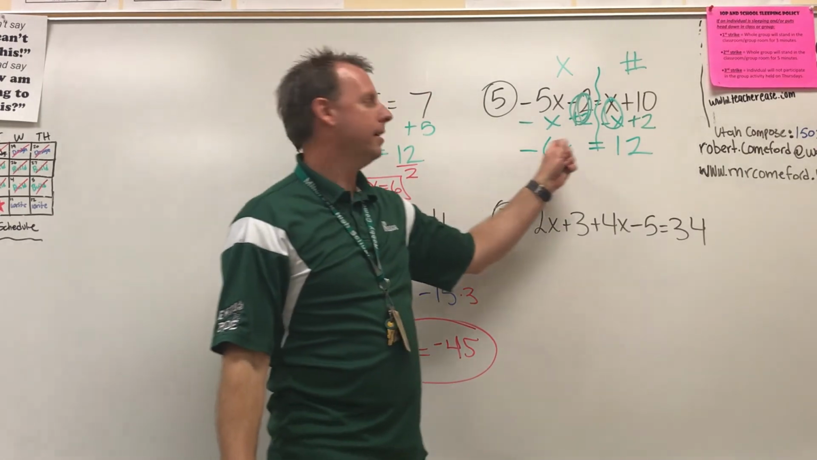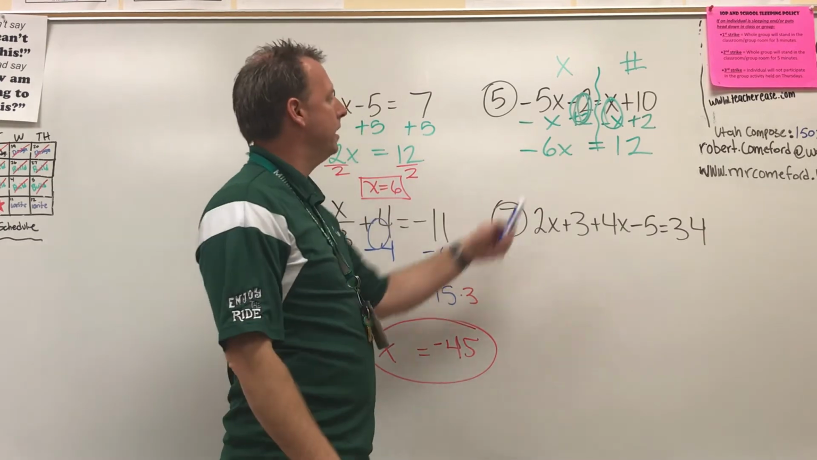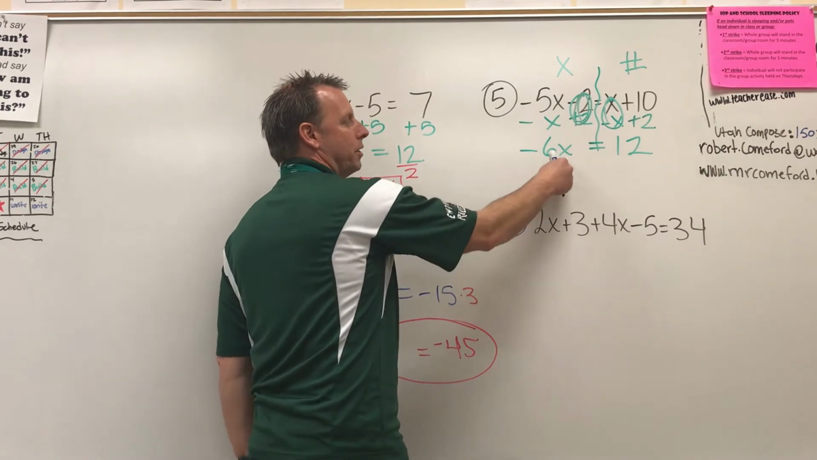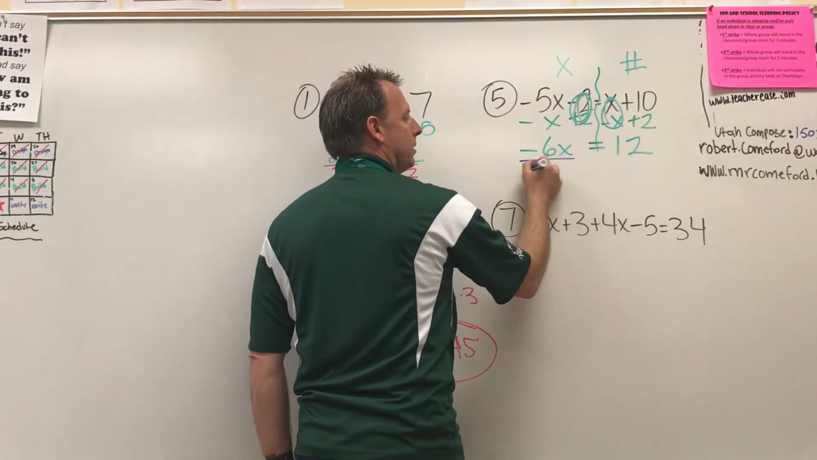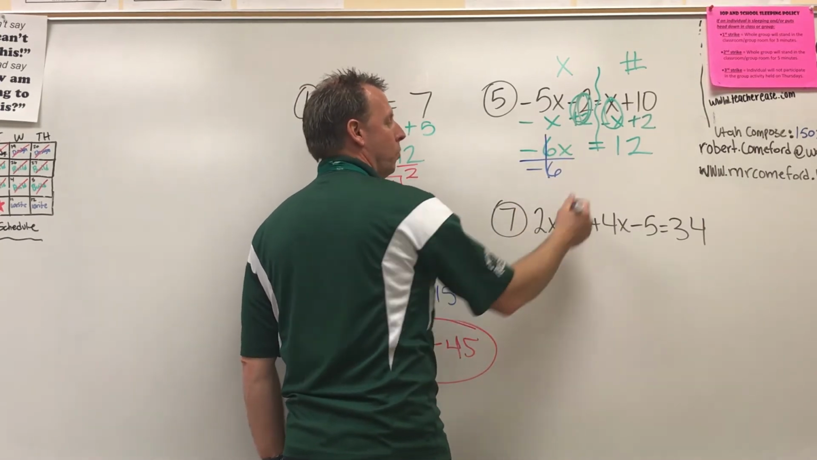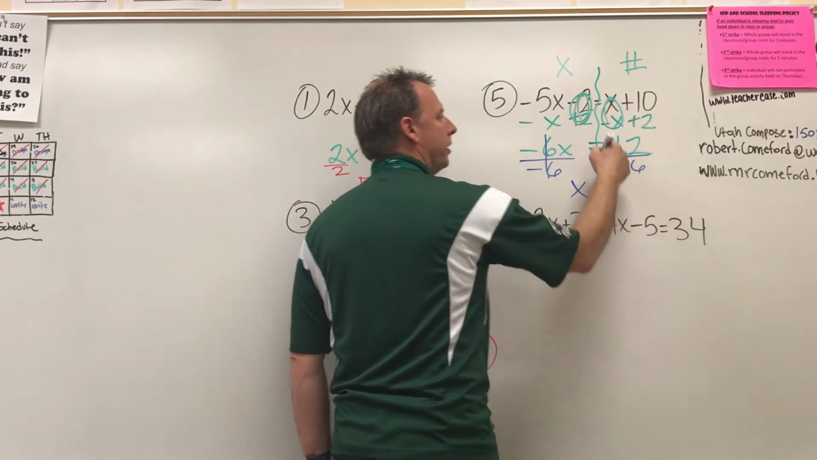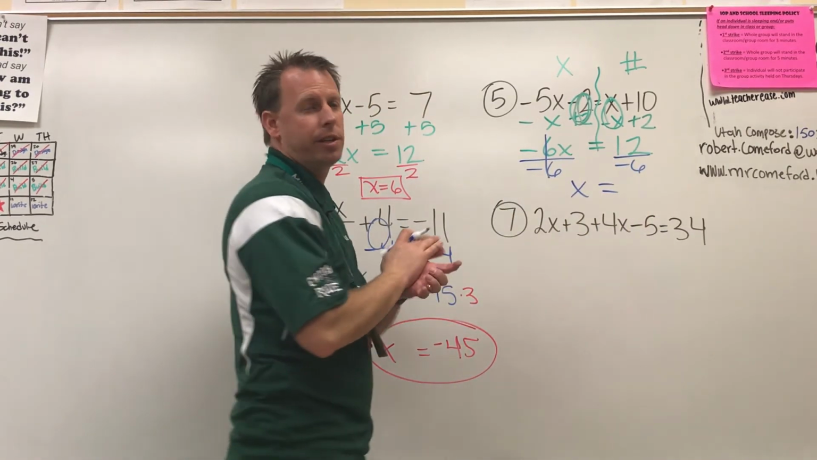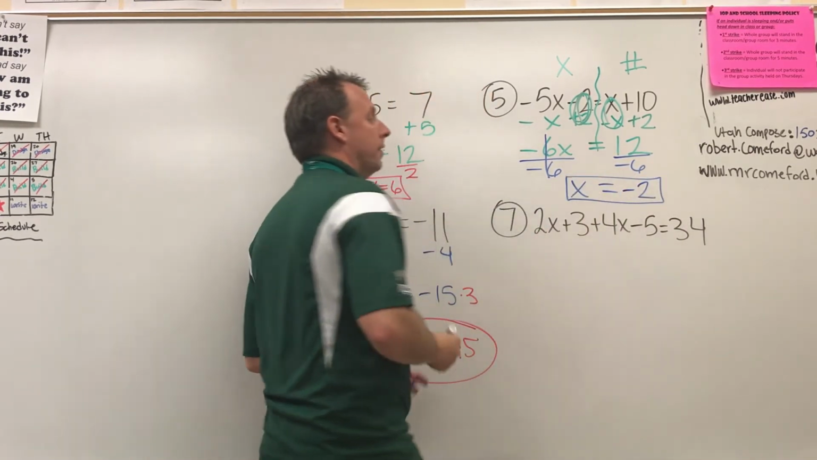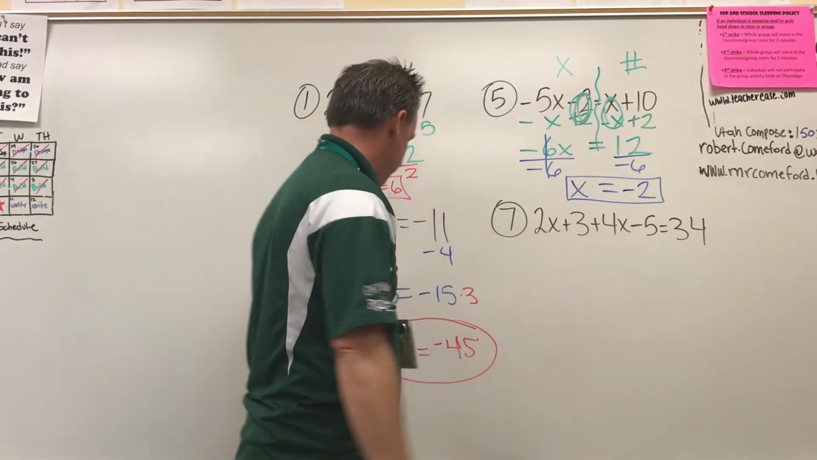Just x's on this side, just numbers on this side. Trying to get x by itself. That negative 6 is causing x to not be by itself, so he's got to go. A number next to a letter means times. The opposite of times is to divide. Negative 6 divided by negative 6, 1x. Whatever I do to one side, I got to do to the other. 12 divided by negative 6, negative 2. Final answer.